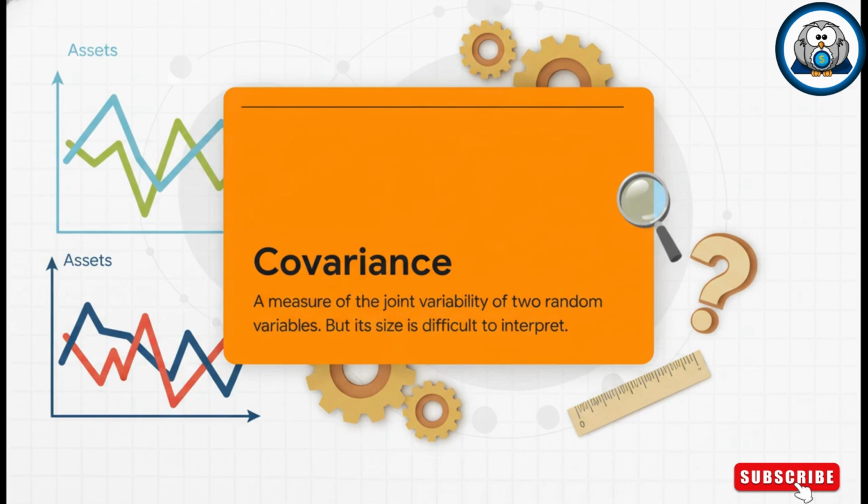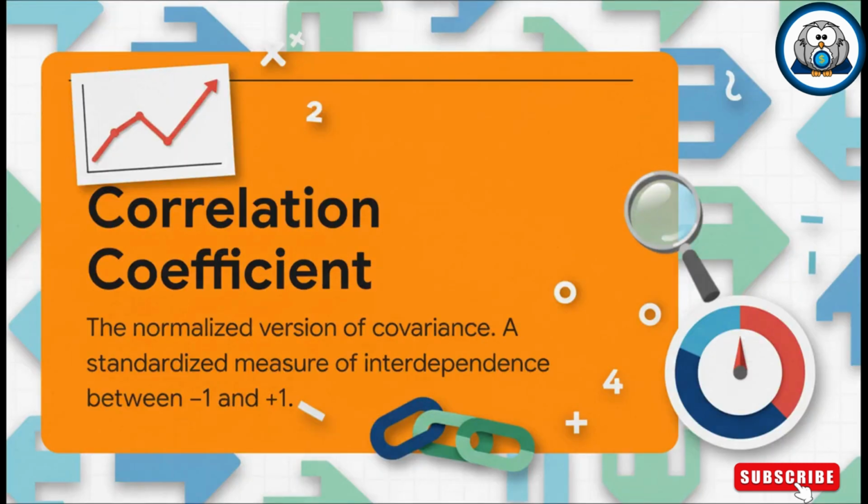But there's a catch. The size of the number is really hard to interpret on its own because it's influenced by the volatility of the assets themselves. A big number doesn't automatically mean a strong relationship, which is not super helpful. So, to fix that little problem, we use the correlation coefficient. Just think of it as the cleaned up, easy-to-read version of covariance. It standardizes everything into this beautiful, clear, and simple range between -1 and +1.